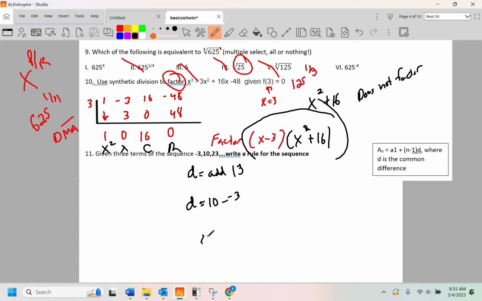All right, so since I'm adding 13, it's arithmetic, which is this guy right here. This probably was right by about 80% of the student body, which is pretty good.